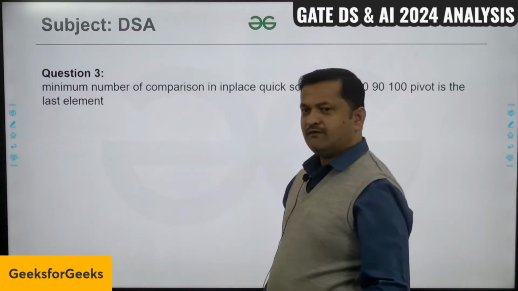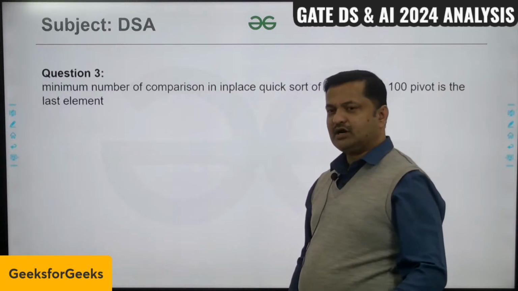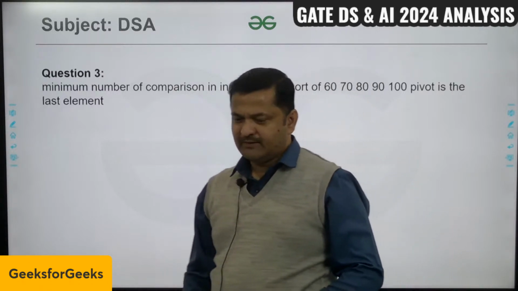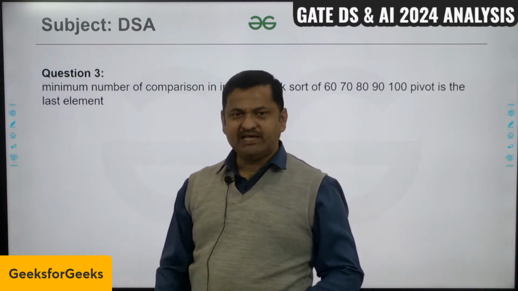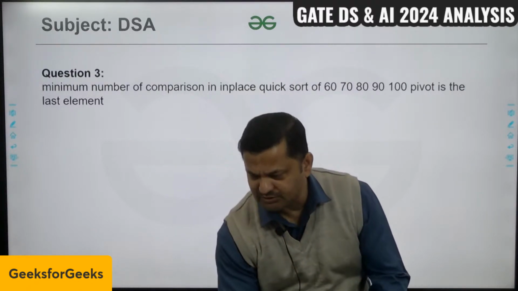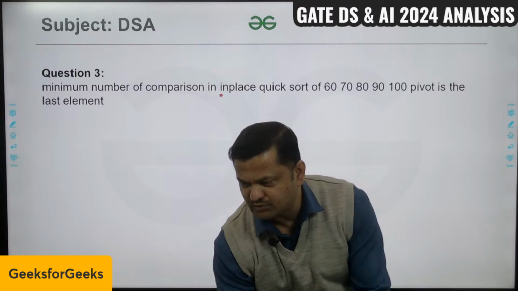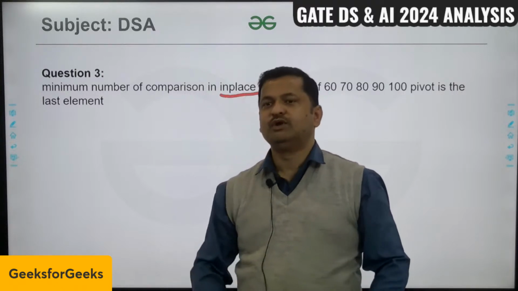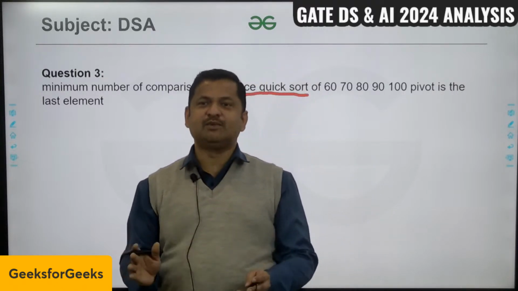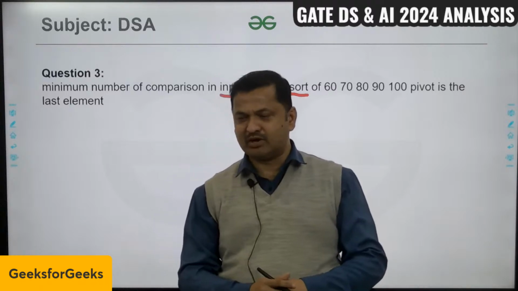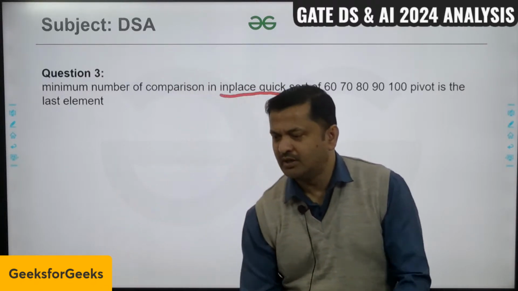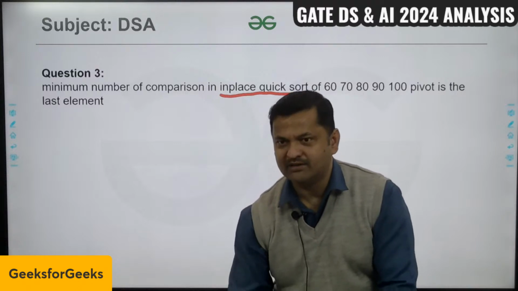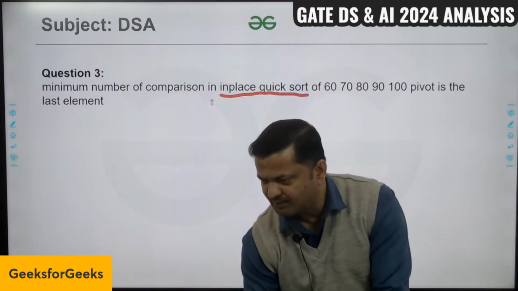All right, now we have the third question, and the third question is from quick sort. It is asking about the minimum number of comparisons in the in-place quick sort mechanism. In-place quick sort means we need not have extra memory to sort this particular sequence. Sorting is supposed to be done in the same array, and we need not acquire additional parallel memory.